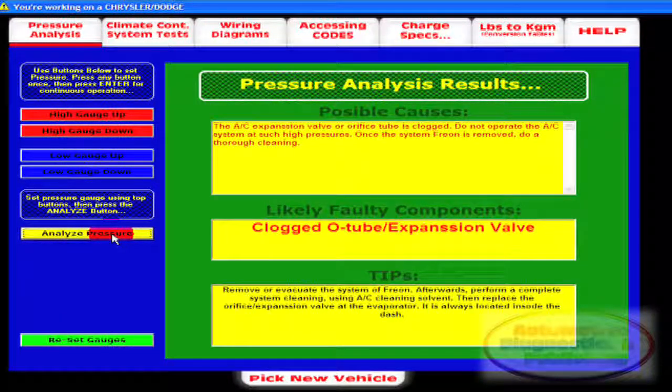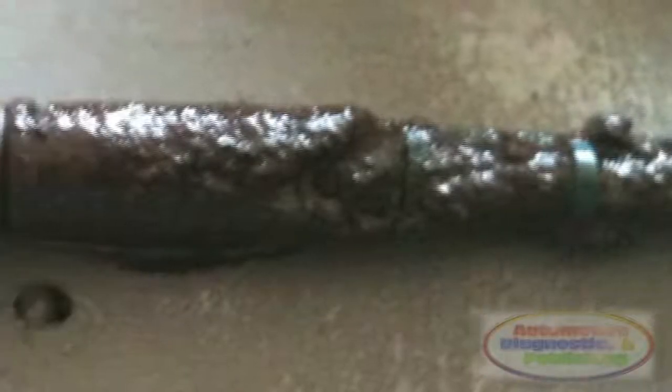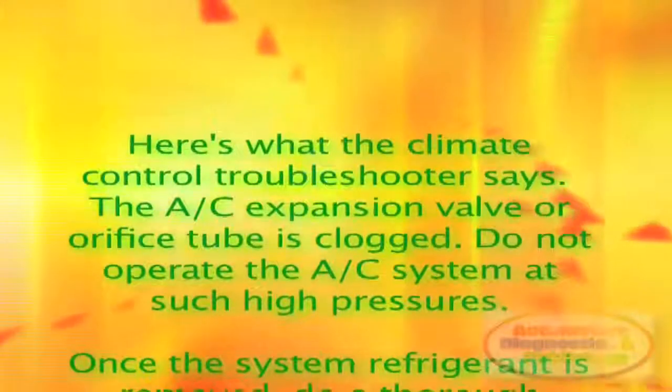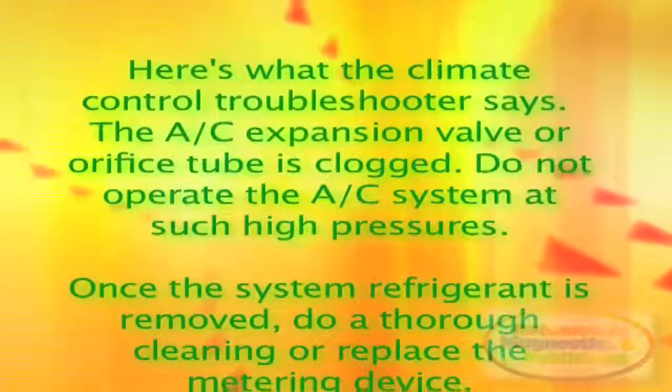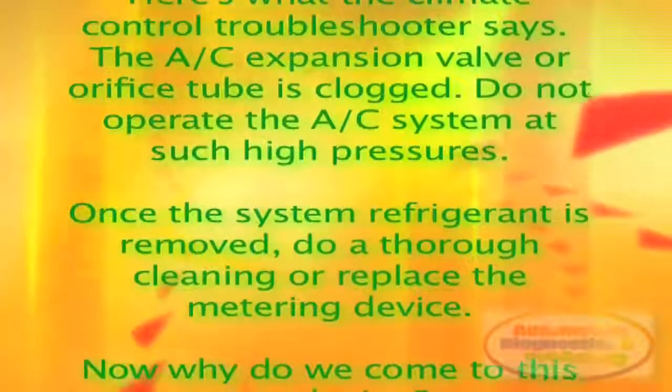Then we hit the Analyze button. Here's what the climate control troubleshooter says. The AC expansion valve or orifice tube is clogged. Do not operate the AC system at such high pressures. Once the system refrigerant is removed, do a thorough cleaning or replace the metering device.